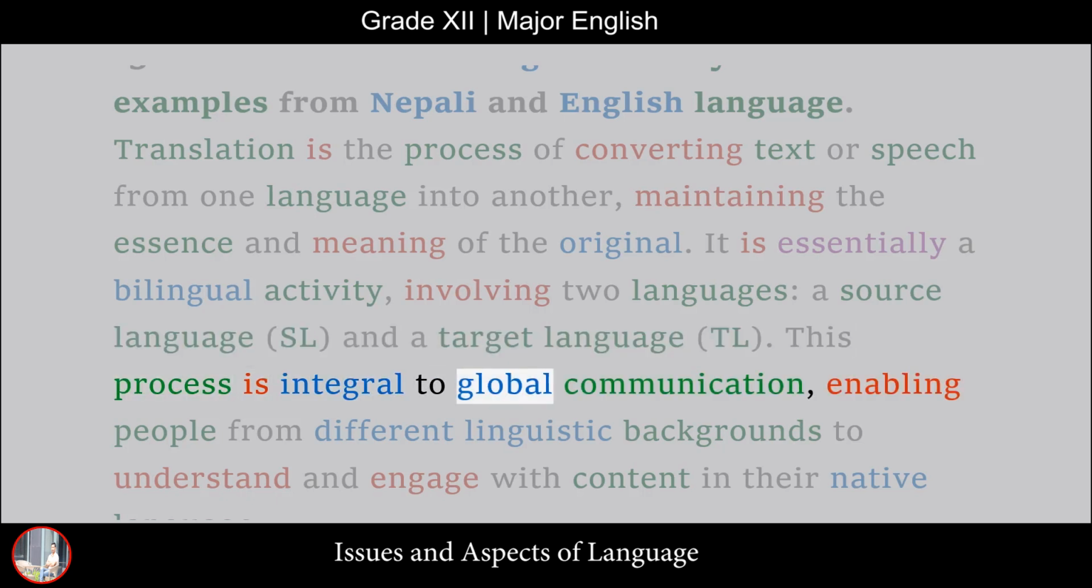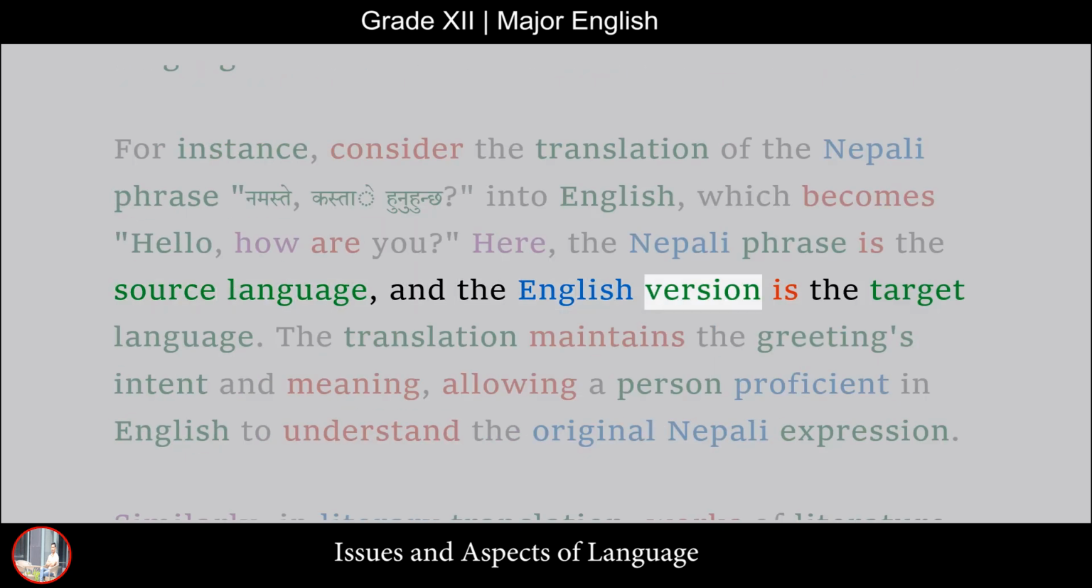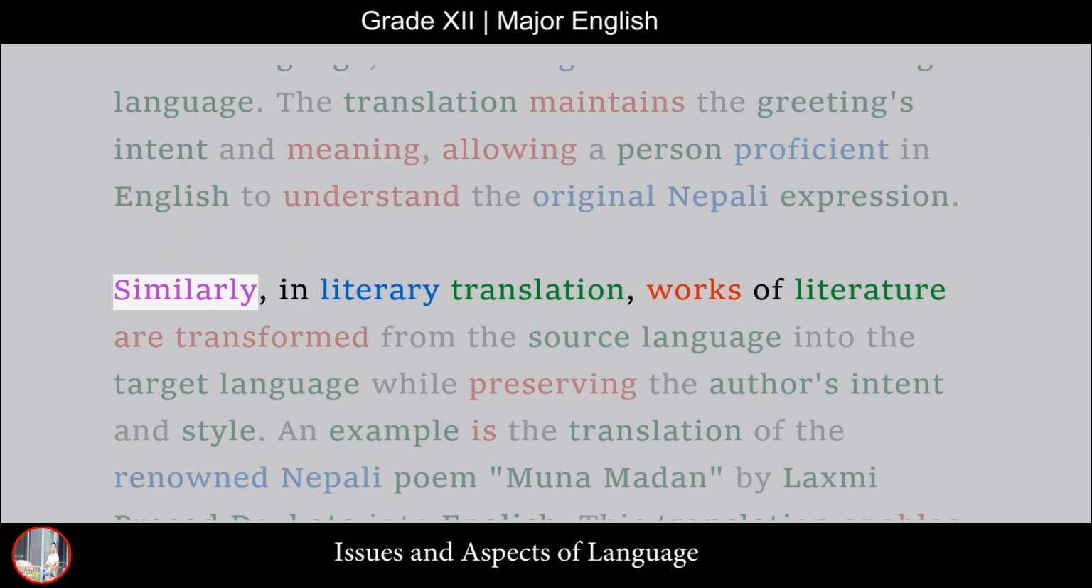This process is integral to global communication, enabling people from different linguistic backgrounds to understand and engage with content in their native language. For instance, consider the translation of the Nepali phrase into English, which becomes "Hello, how are you?" Here, the Nepali phrase is the source language, and the English version is the target language. The translation maintains the greeting's intent and meaning, allowing a person proficient in English to understand the original Nepali expression.